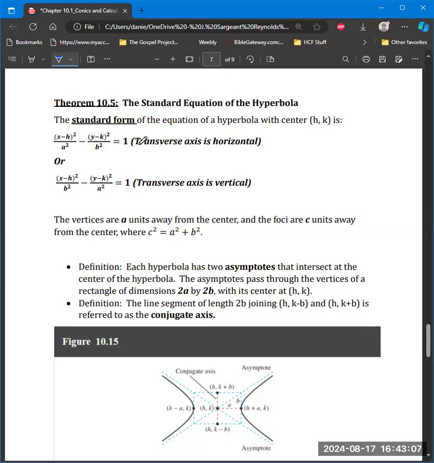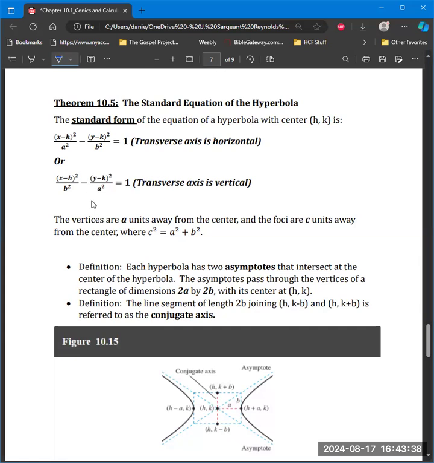Then we'll have the other one, and it could be (x minus h) squared over b squared minus (y minus k) squared over a squared. I think I wrote these so that both times the y part was negative, and that's not right.